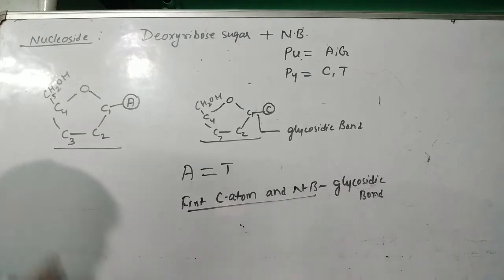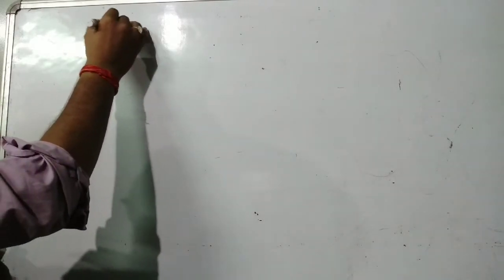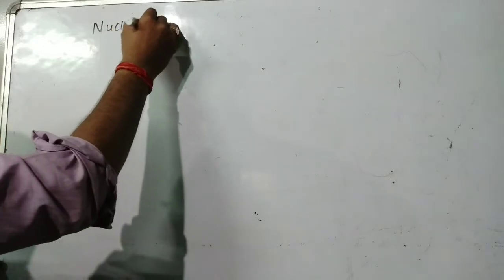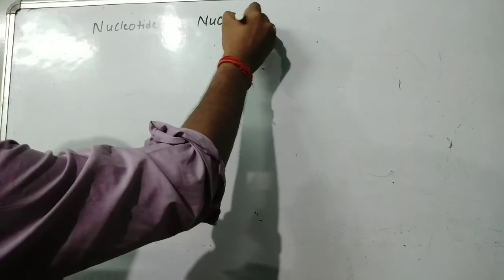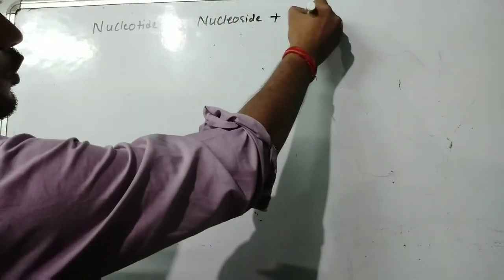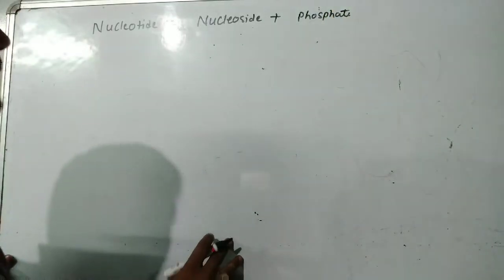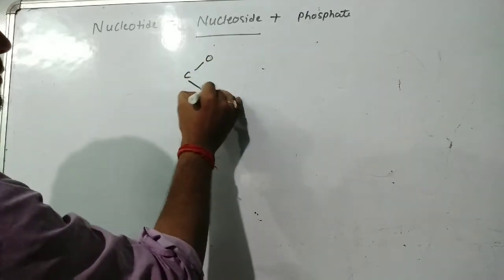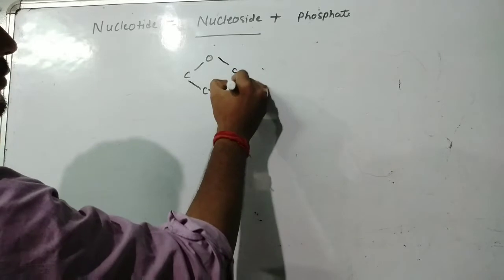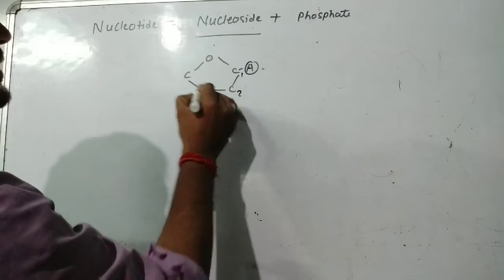Now let us form the structure of nucleotide. Right now we have seen that nucleotide is made from nucleoside and phosphate. Nucleoside structure we already have seen. It is like this one. This is nucleoside. First carbon atom, second carbon atom. This is third carbon atom.